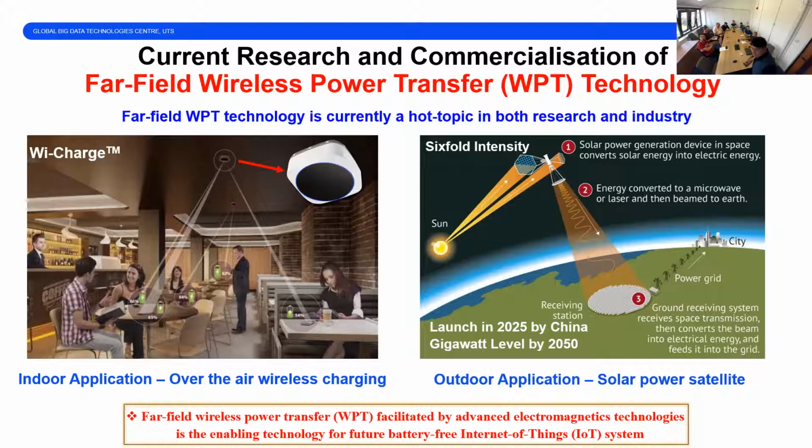And so they expect that by the year 2050, the power level will reach the gigawatt level. So through this project, it may solve the energy crisis we are facing today. So it's one viable solution.